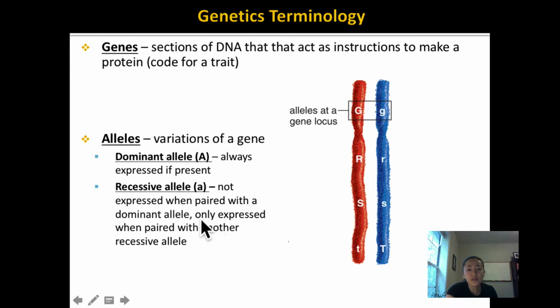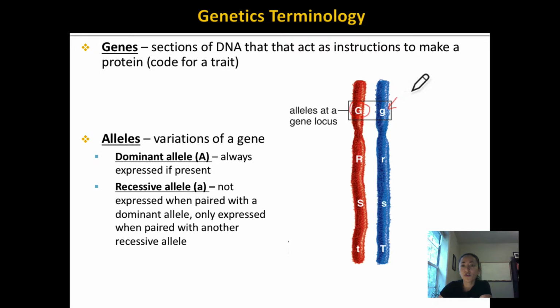The only way that the recessive allele is expressed is when it's paired with another recessive allele. So if an individual, this individual over here, has a big G and a little g, what are they going to express? Well, they're only going to show the characteristic of the big G. The little g is going to be hidden in that individual.